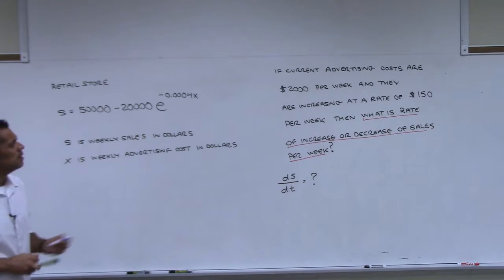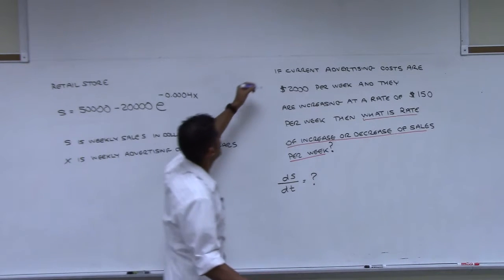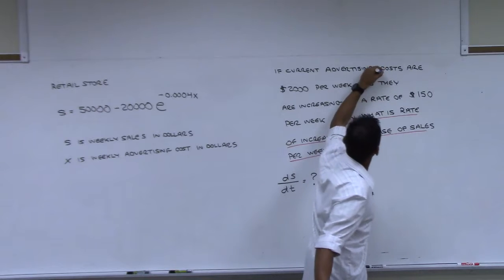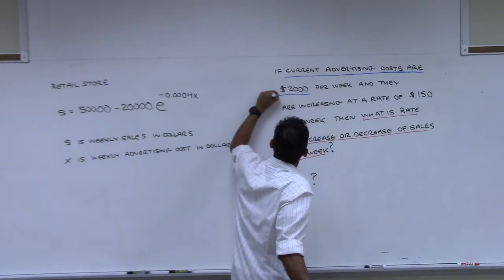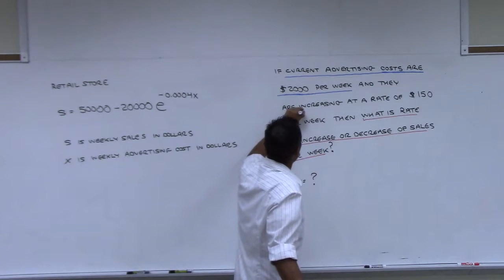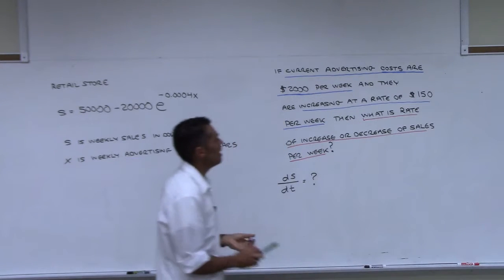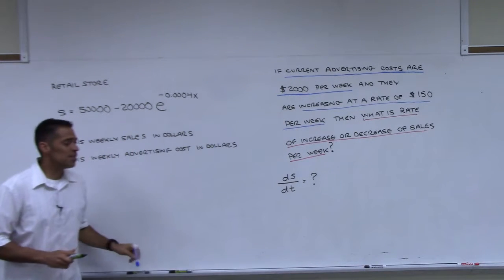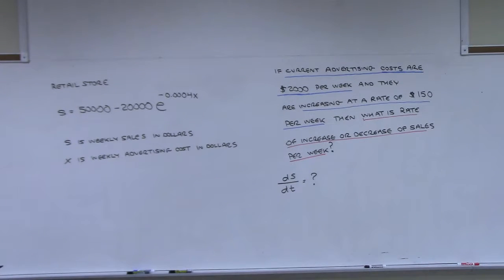dx/dt, which is the 2,000. So we have current advertising costs are 2,000 per week, and they are increasing at a rate of $150 per week. I've underlined two things there. Which of those is a derivative and which of them is not? And how can you tell?